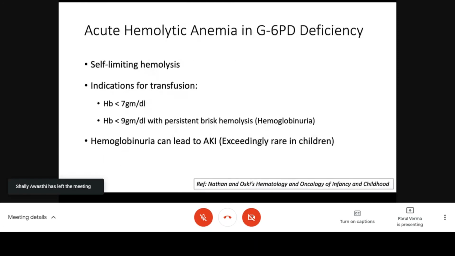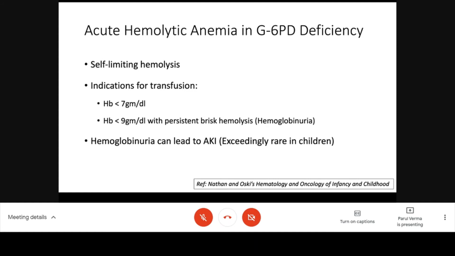Now coming to transfusion in a child with acute hemolytic anemia due to G6PD deficiency. The good thing about G6PD deficiency is the hemolysis is self-limiting. So the majority of these patients do not require transfusion. You just have to stop the drug which led to hemolysis. In G6PD deficiency, exposure to drugs like quinine, or exposure to fava beans, leads to hemolysis. But hemolysis is self-limiting because the newer RBCs which are coming into the circulation have good G6PD levels. So hemolysis on its own stops once the mature RBCs are finished.